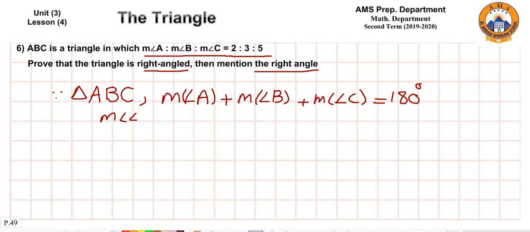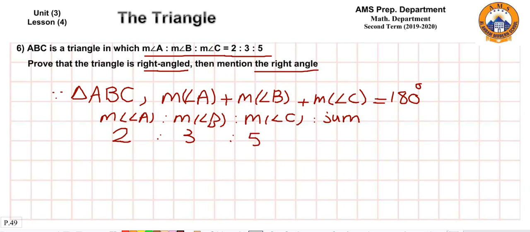So we can put them in this form: measure of angle A to measure of angle B to measure of angle C to the sum. Okay, we will write the ratio 2, 3, 5. We will add the ratio: 2 plus 3 equals 5, plus 5 equals 10. And here we will write 180.